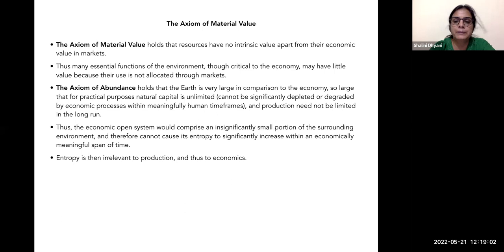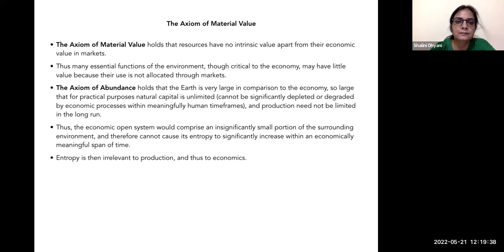The axiom of abundance is the second term that says that the earth is very large in comparison to the economy that we have. So large, and this planet is so large, that for practical purposes we have unlimited natural capital that cannot be significantly depleted or degraded by economic process, and production need not be limited in the long run. Now there is a very different argument: the axiom of abundance says that our planet has unlimited resources to actually run this planet.